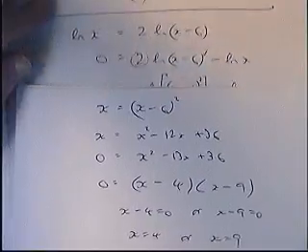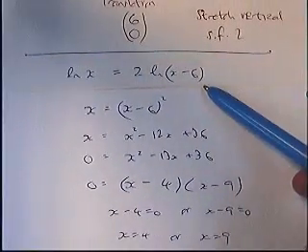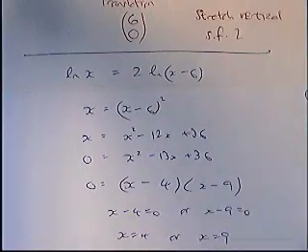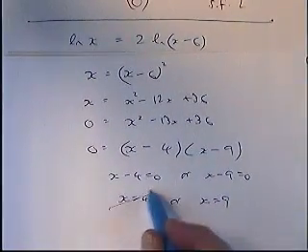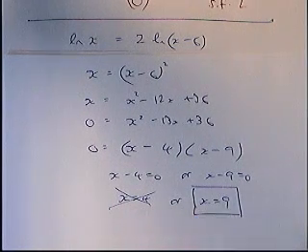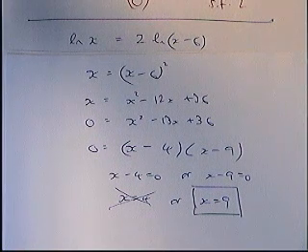Now because I'm dealing with logs, if x was 4 over here, I'd have log of minus 2. You can't do logs of negatives. So I'm actually going to discount that answer and just go with this one here. So my answer to this is x equals 9. So that's part 2 done.